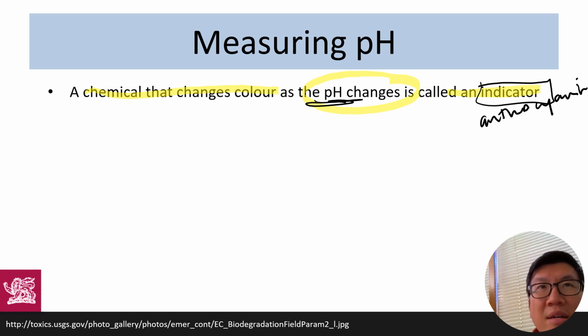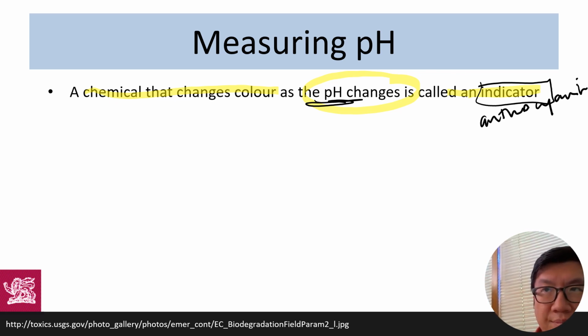Now, the way an indicator works isn't for you to understand, but basically what it does is it changes the way that light moves through the indicator substance, and it will vary based on the chemical's interaction with the protons, the H pluses, from the solution. But you don't need to know that.